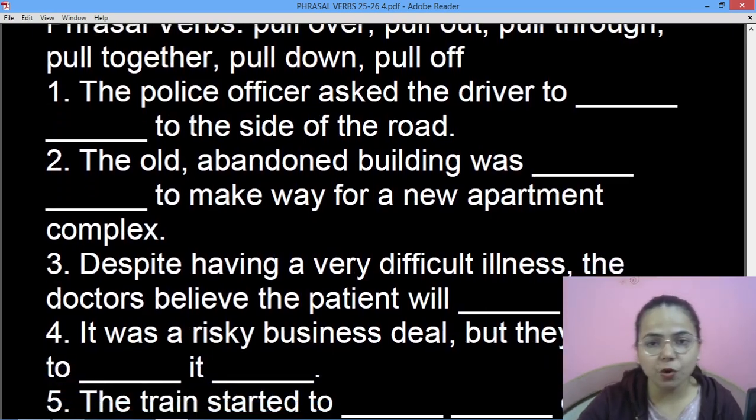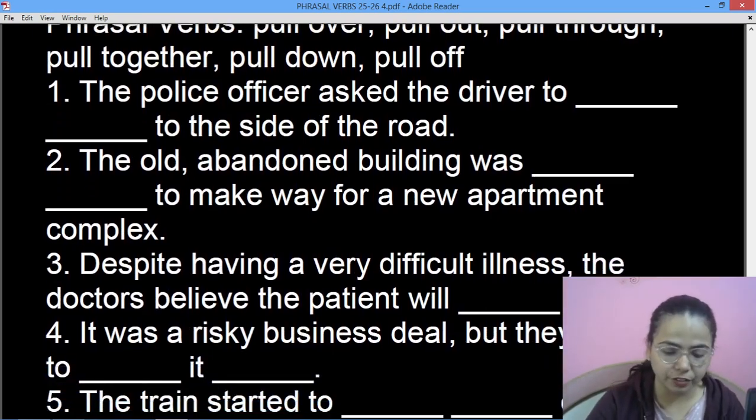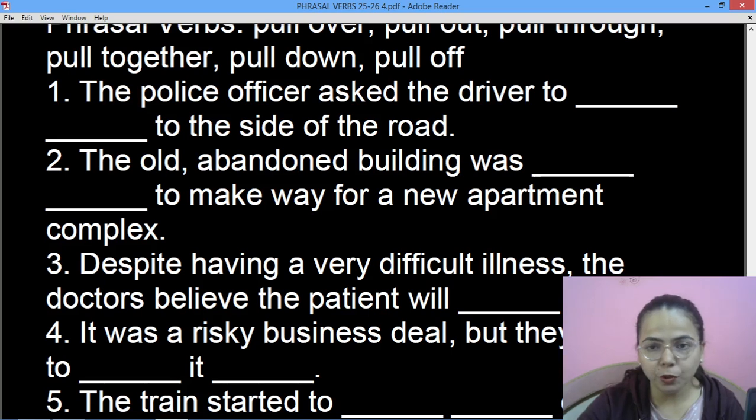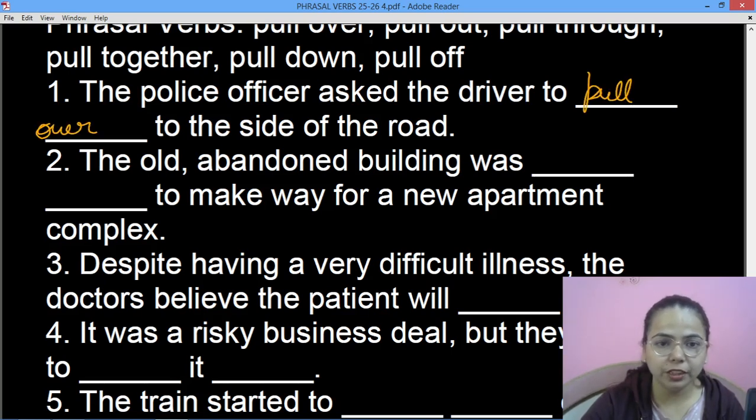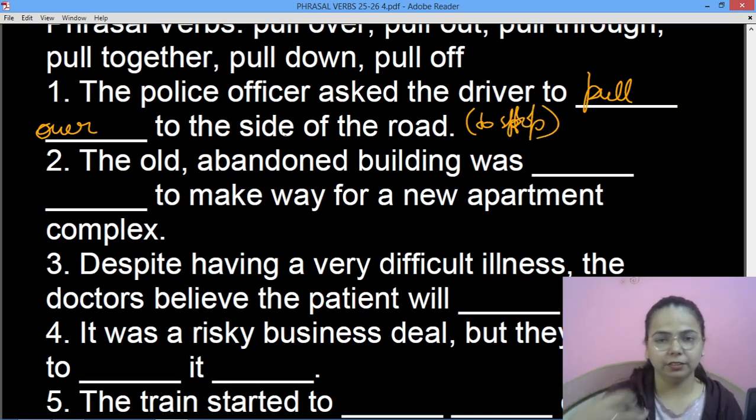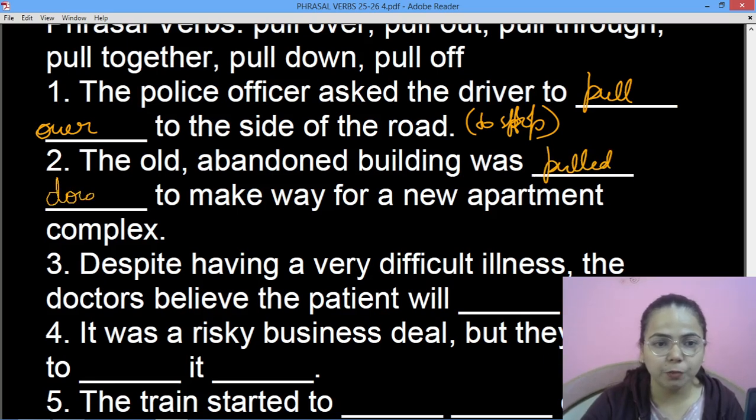ठीक है, the police officer asked the driver to pull over to the side of the road, that is, to stop the vehicle. कि वहाँ पर रुक करके the police officer चालान and all is taken, na. The old abandoned building was pulled down, means it was demolished.